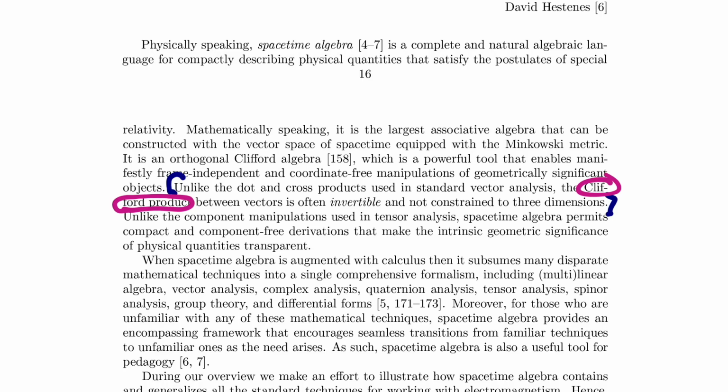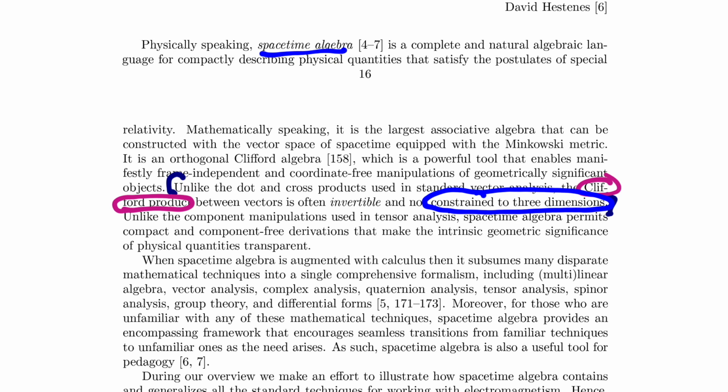So what about it? Well, the Clifford product between vectors is often invertible. Oh, that's interesting. I didn't realize they made such a deal out of that, but it's often invertible and not constrained to 3 dimensions. This one I'm real familiar with, right? They want to make a big point here that the algebra we're constructing for space-time, you can construct an algebra for any dimensionality out there. And it's not the space-time algebra at that point. It's a different form of the geometric algebra. But it immediately generalizes to any number of dimensions.